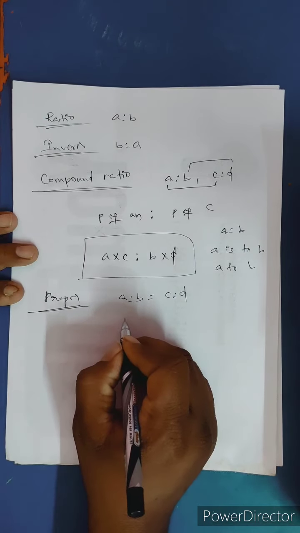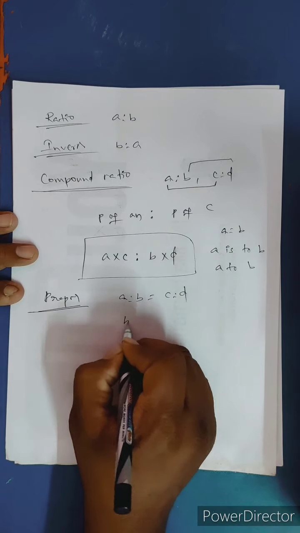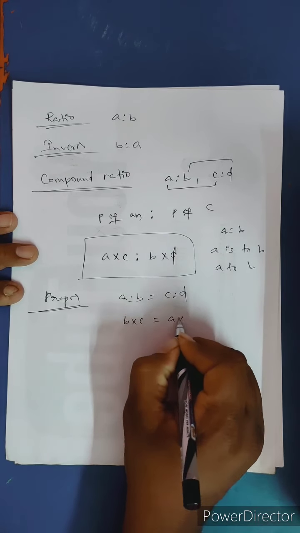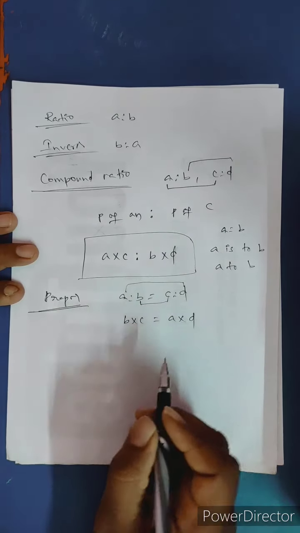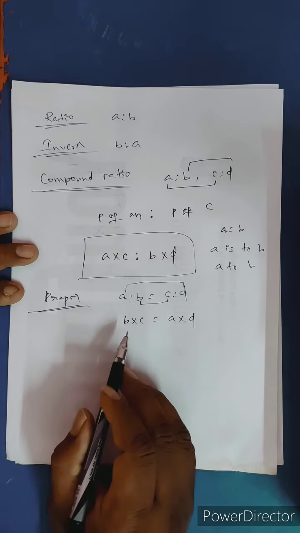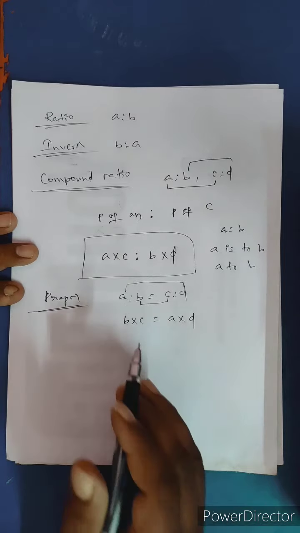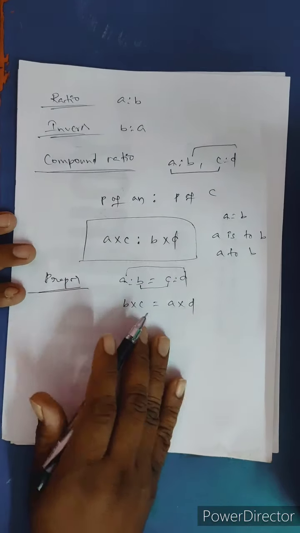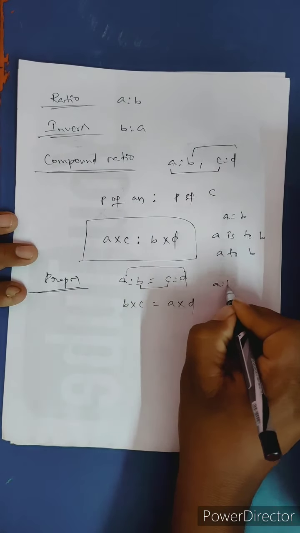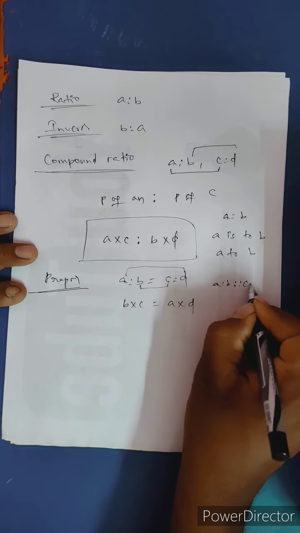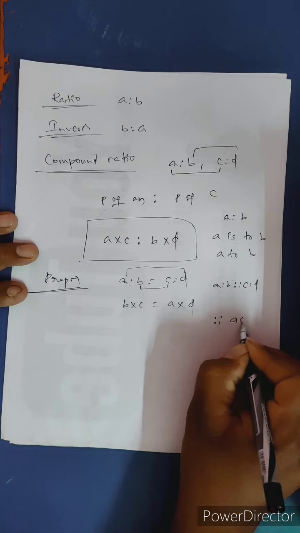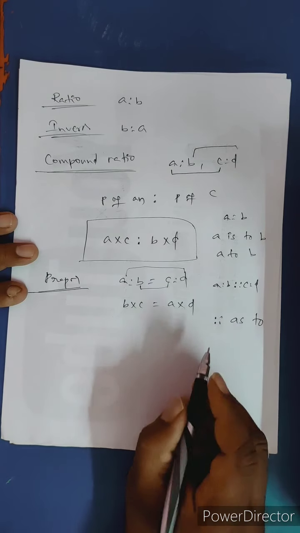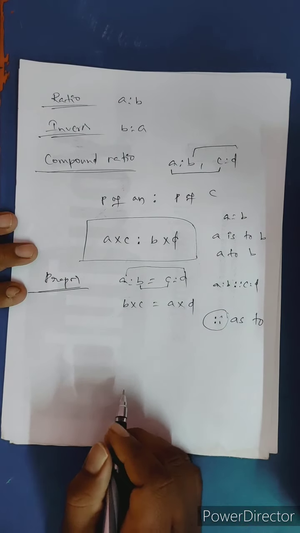Our formula to check proportion: product of means is equal to product of extremes. Or we can say that product of extremes is equal to product of means. Both are the same. For this symbol, A is to B, 4 dots, C is to D, these 4 dots are called as to. This is the symbol for a proportion.